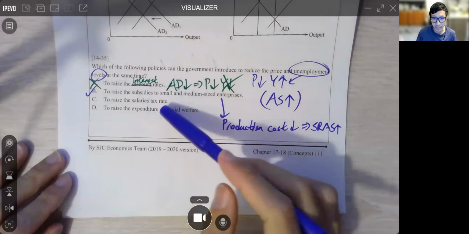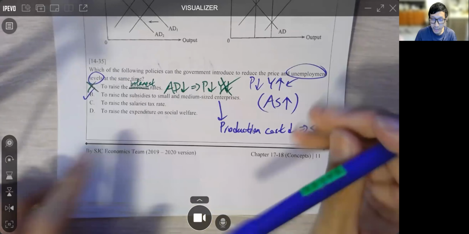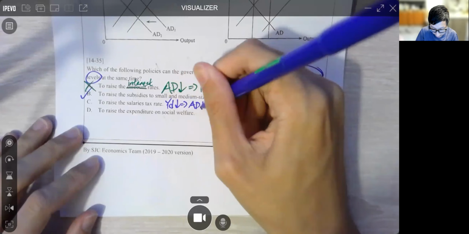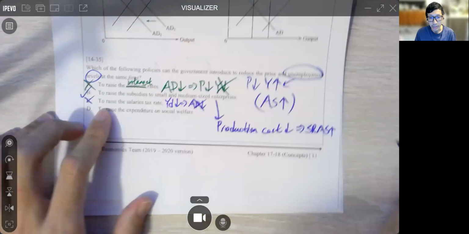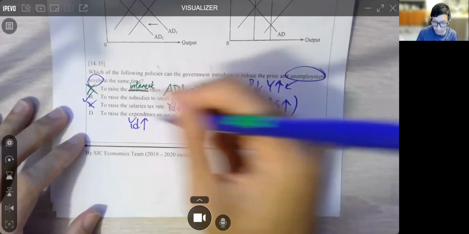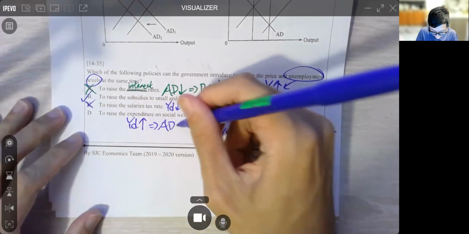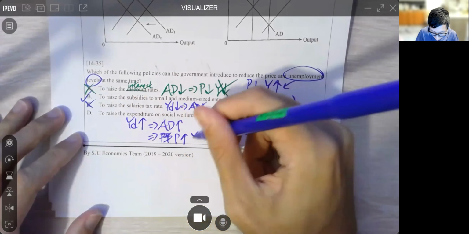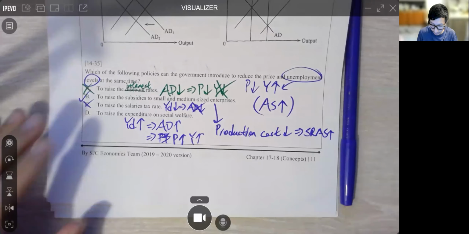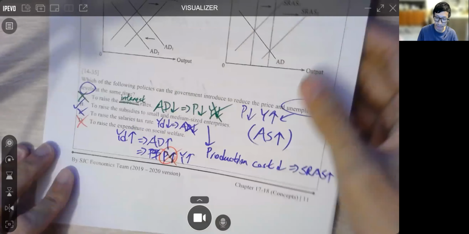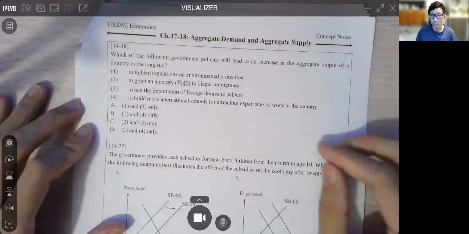但我哋睇埋 C 同 D 啦. Raise salary tax rate, 一样啦. With higher salary tax rate, YD decreases, AD decreases. Not the answer we want. And D, expenditure on social welfare, 呢个係倒转啦. YD increases, 多钱使啊. Therefore, AD increases. Price level increases. Y would also increase. 但係衰咗一个啦，price level would increase, not the answer we want. Therefore, B is the answer that we want. 原来咁做嘅啫.